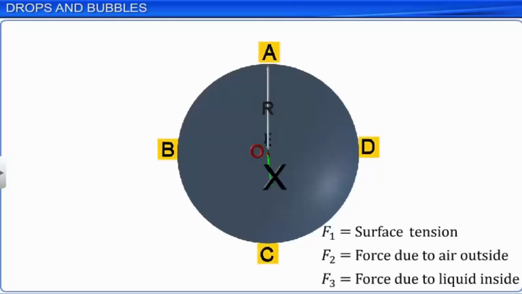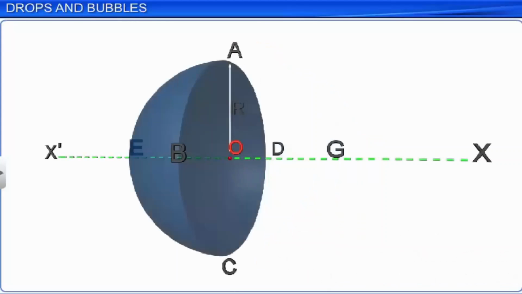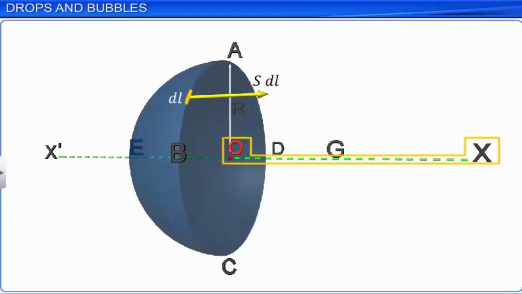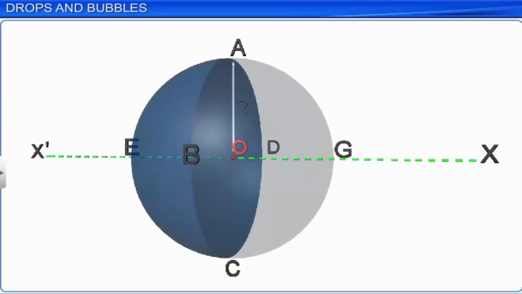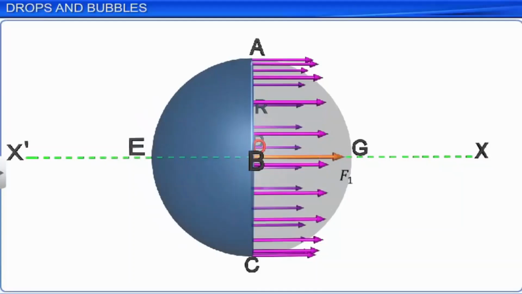If we consider any small part of the circumference dl of the circle ABCDA, the force due to surface tension on this part is S dl, where S is the surface tension of the liquid. This force, S dl, acts along the axis of symmetry OX as shown. Hence, the total force F1 due to the surface tension of the liquid on the surface ABCDE is equal to 2 pi r S and acts along OX.